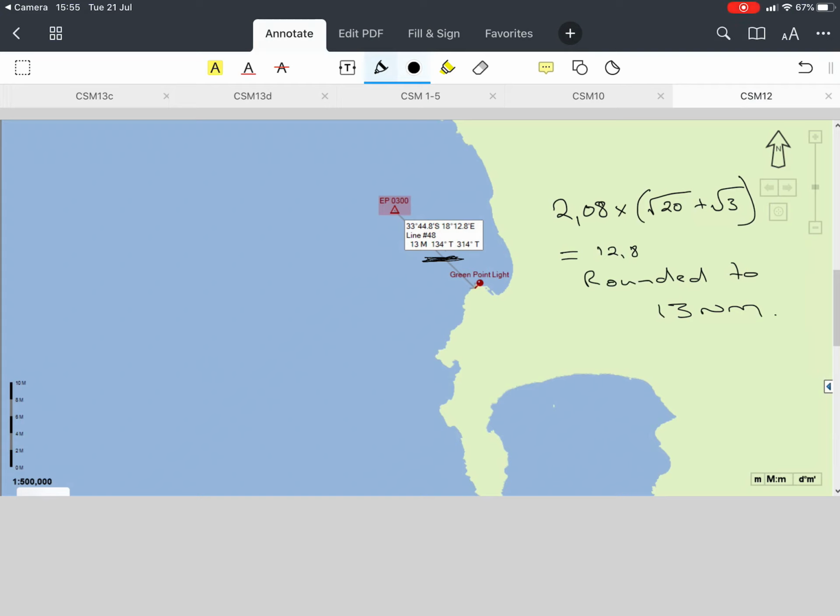034 degrees. We then said, well, if the light was 20 meters above the water and my eye was 3 meters above the water, I would be 12.8 miles away, rounded to 13, and my estimated position is there with my lats and longs right there: 33 degrees 44.8 south, 18 degrees 12.8 east.